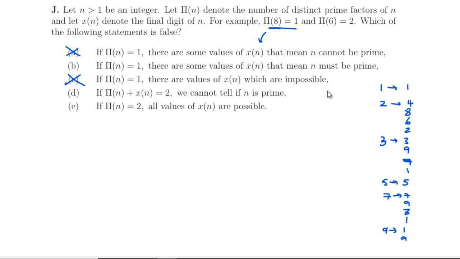If pi n plus xn is equal to 2, we cannot tell if n is prime. Pi n, well, if n is prime, then we have to have pi n being 1. Don't we? Let xn be the final digit. Yes, so pi n has to be 1 in this case. So that would then mean that, what does that mean? The last digit would have to be 1.